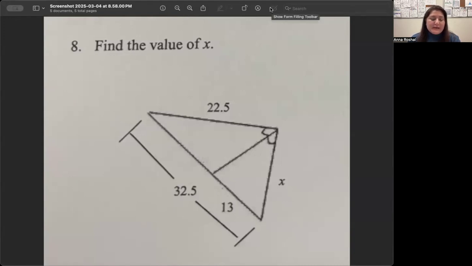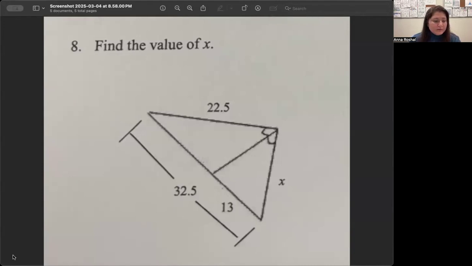It's definitely from the Big Ideas book. I can't remember the name of the chapter, but this is all about similarity and geometric mean and things of that nature. So we are going to get started with how to solve for x.